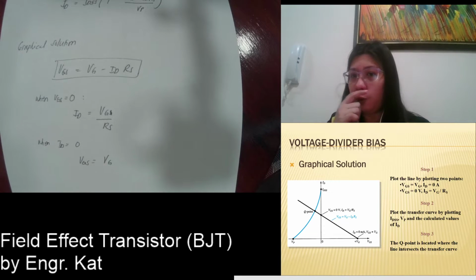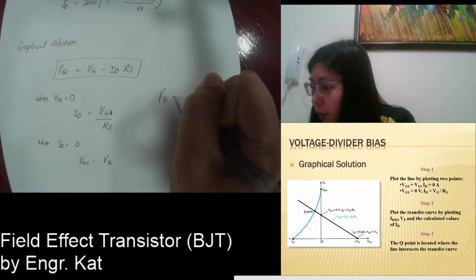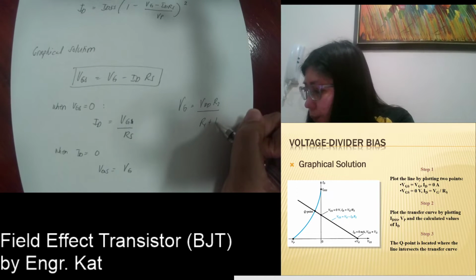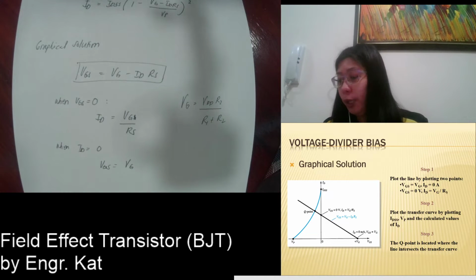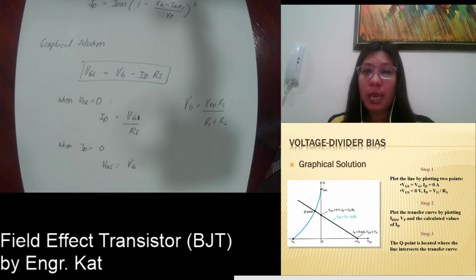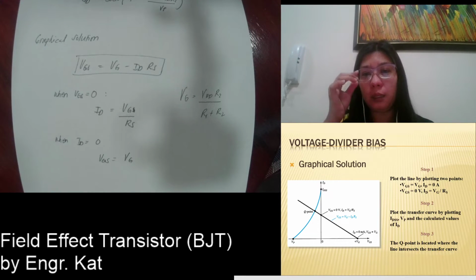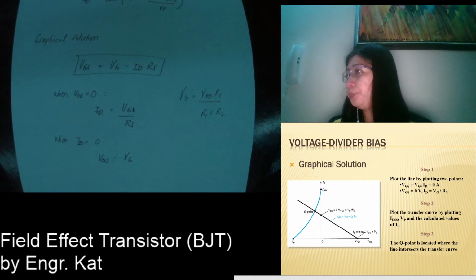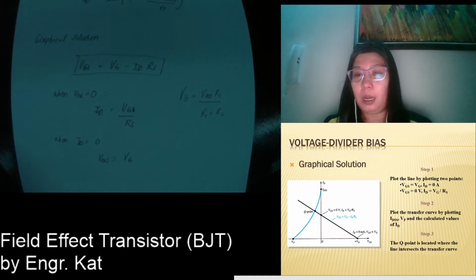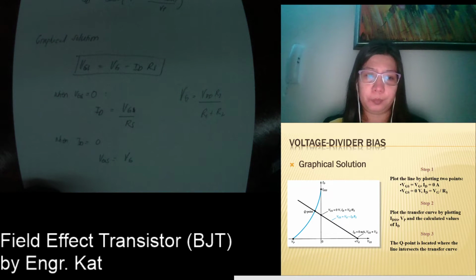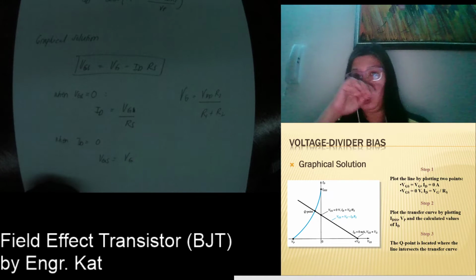We have already solved for your VG. VG is equivalent to what? VG is your VDD multiplied by your R2 all over R1 plus your R2. So, when your ID is equal to 0, VGS is equal to your VG. Step number 2, you have to plot the transfer curve by plotting IDSS, VP, and calculated values of your ID. Step number three, the Q point is located where the line intersects the curve.